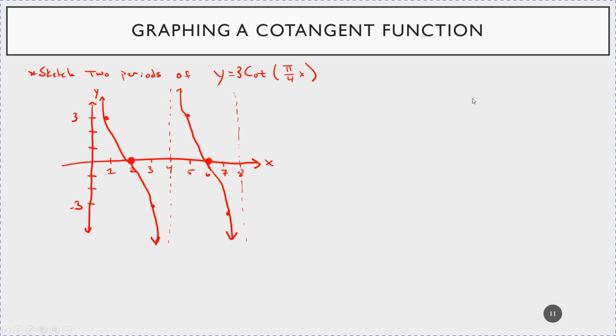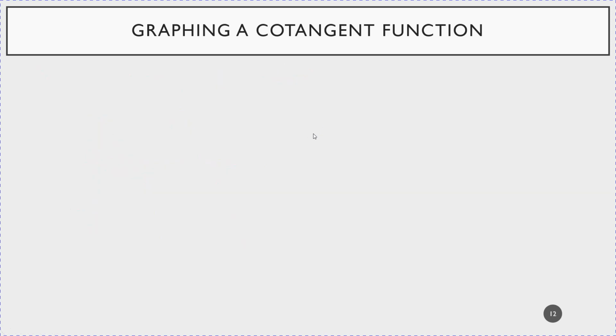All right, let's end on a phase shift problem. So let's sketch 2 periods of, let's look at y is equal to cotangent of x plus pi over 2.